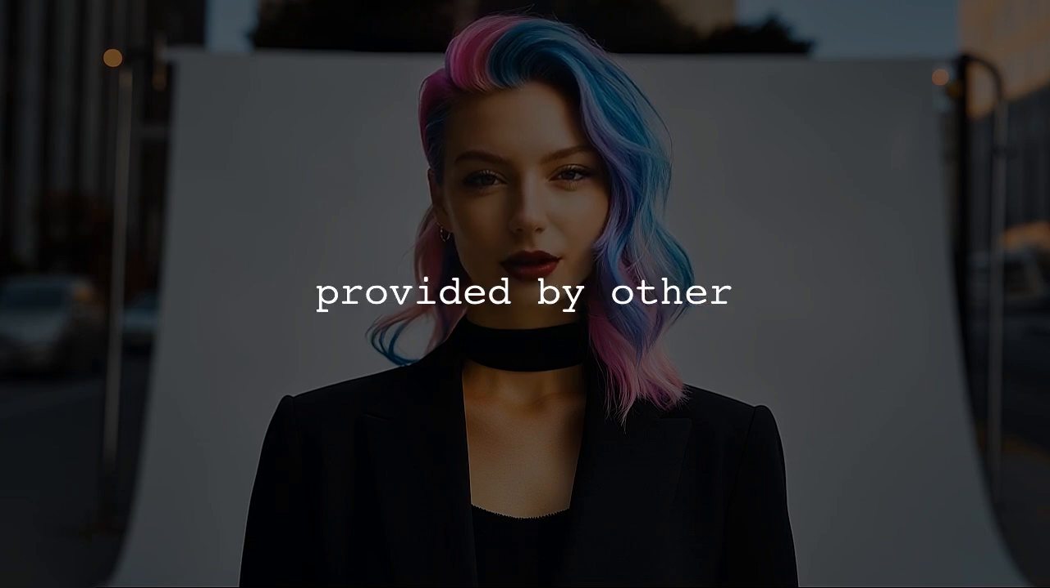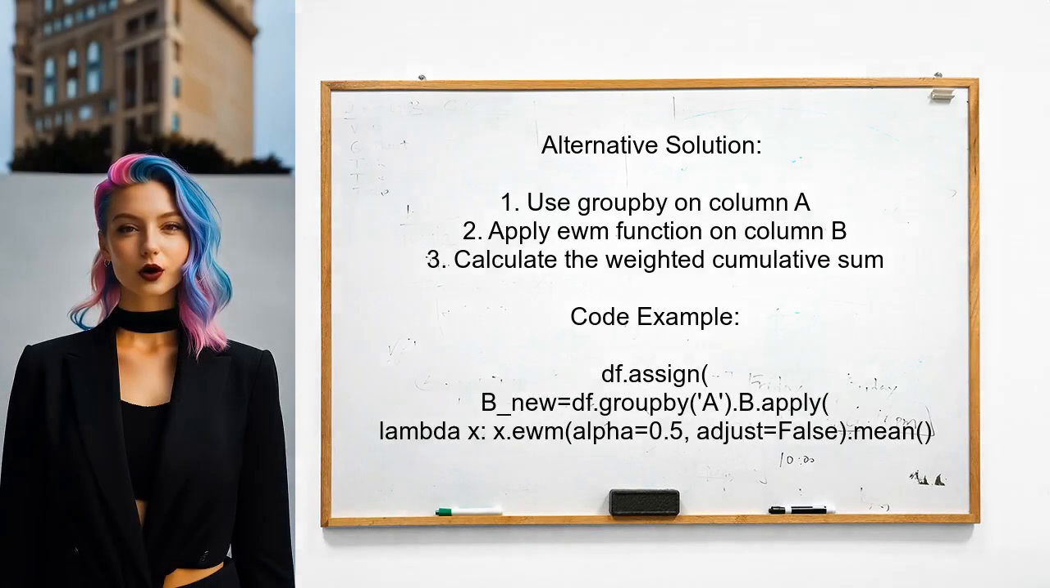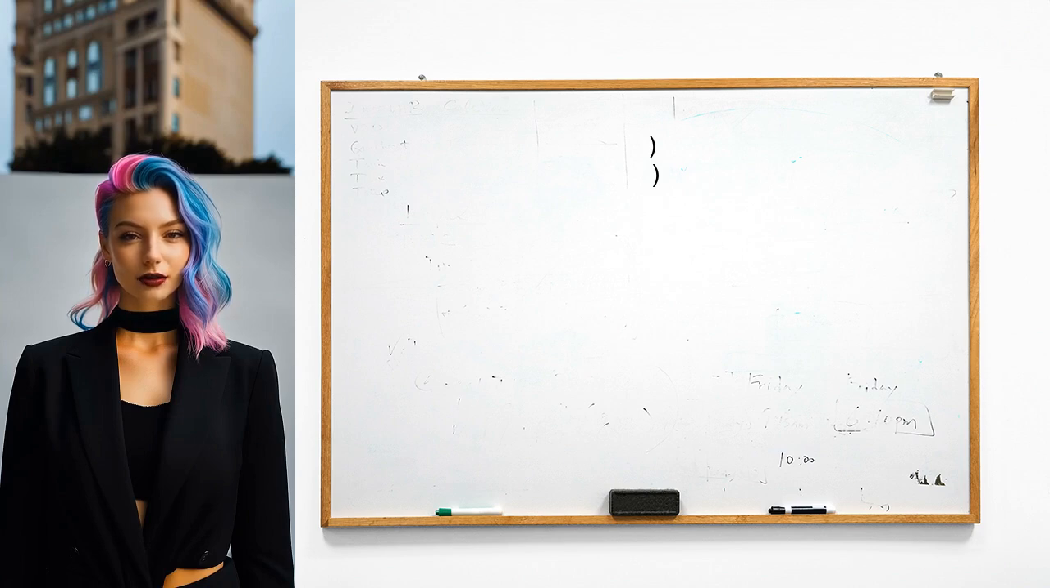Now let's look at the answers provided by other users. An alternative approach suggested by a user involves using the exponentially weighted moving average within a GroupBy operation. They recommend applying the EWM function to calculate the weighted cumulative sum of column B, grouped by column A.